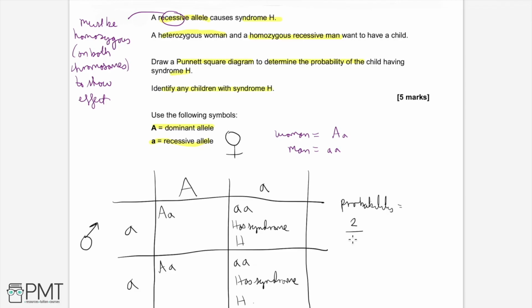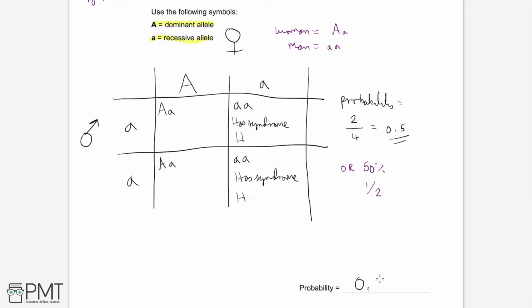So, the probability of the child having syndrome H is 2 divided by 4. That is, 2 of the possible children have the syndrome divided by 4, the total number of children possible. Now this equals 0.5. You can also express the probability as a percentage, which would be 50%, or as a fraction, 1/2. I'm going to use 0.5, but any of these are valid.